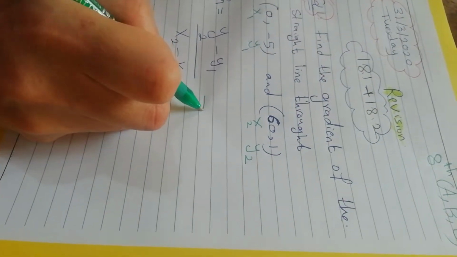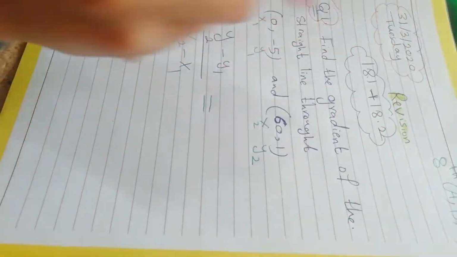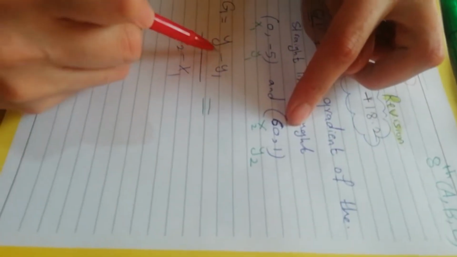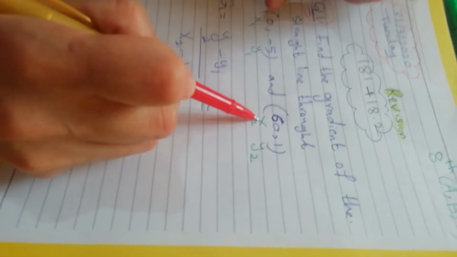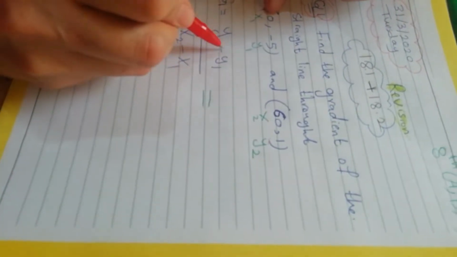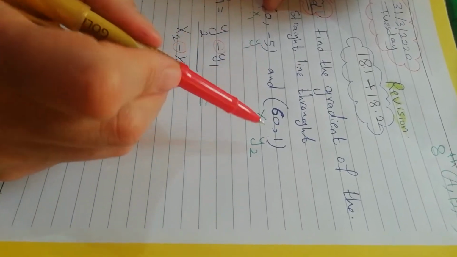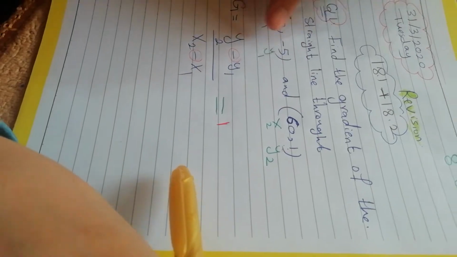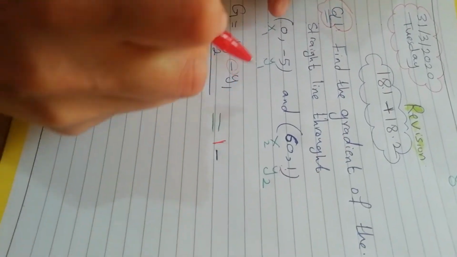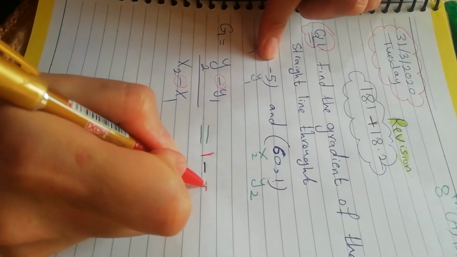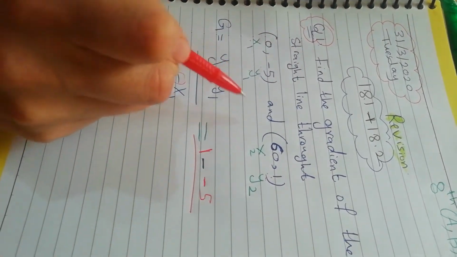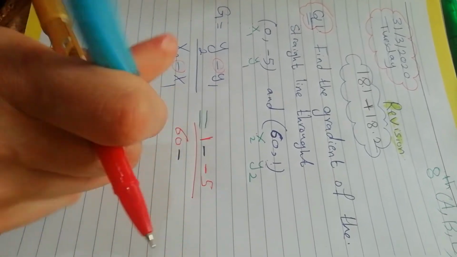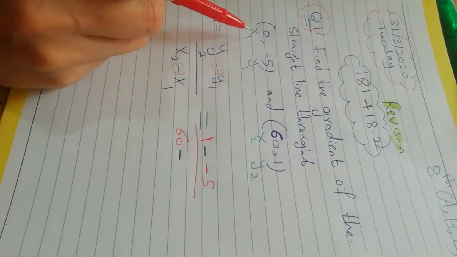Now substitute. The gradient equals y2, the change in y, over the change in x, the difference between the y coordinates and the difference between the x coordinates. Be careful about this sign. Now, here y2 is 1, minus, from the rule, y1 which is -5, out of x2 which is 60, negative sign from the rule, and x1 is 0.